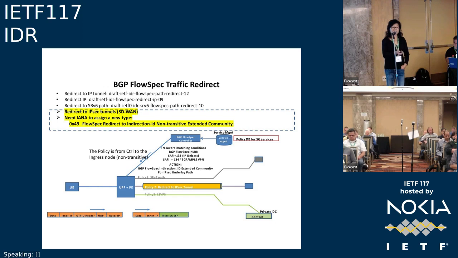Here we are adding 2 things. One is to redirect into the SD-WAN IPsec tunnels. This is based on assuming they're already redirected to the IP path and also redirected to the particular IP address. And also we want to add a new IANA attribute, which is a non-transitive extended community, to redirect traffic into different IPsec security associations.